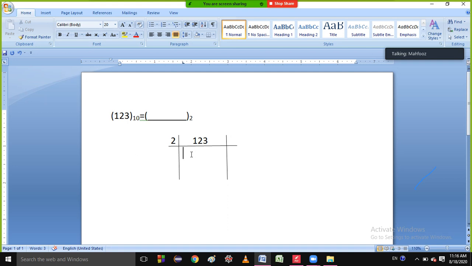So how many times does it go? 6 and 2 1. First you will write this 123 here, and 2 will be here, because 123 is divided by 2. This is the number which you want to divide, and you are dividing by 2 because you are converting it to a binary number. So that's why you will divide it by 2. Is it clear?